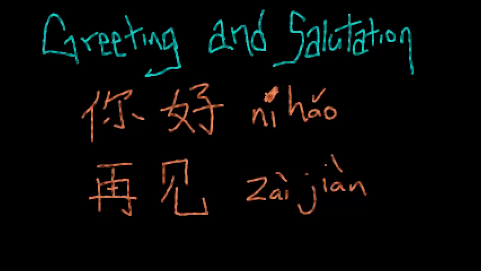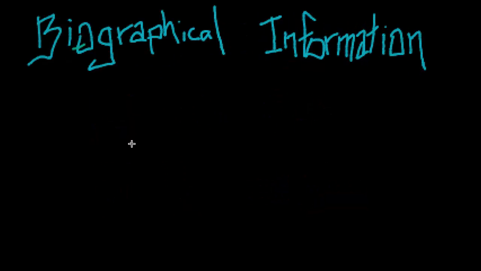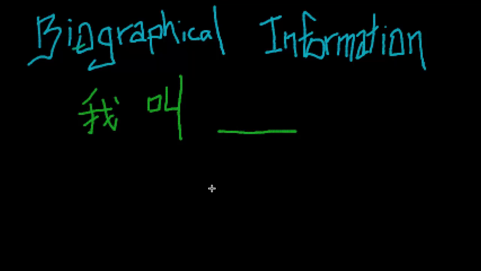Alright, moving on. The next thing you need to be able to do is talk about yourself and give us some biographical information, like your name. How do you say what your name is? 很好，我叫 and then your name. So this character here is 叫.